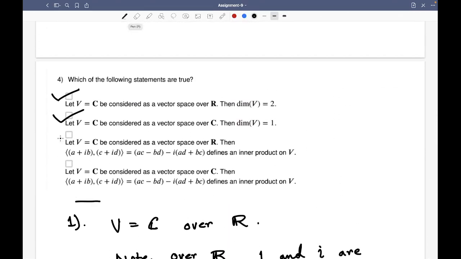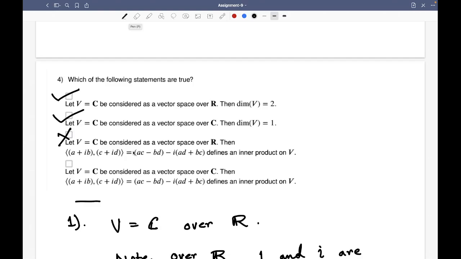So option number 3 is false. This is not an inner product. Now let's check option number 4. What is it? V is the vector space C over C here. The previous one was V equals C over R, and the definition is the same.